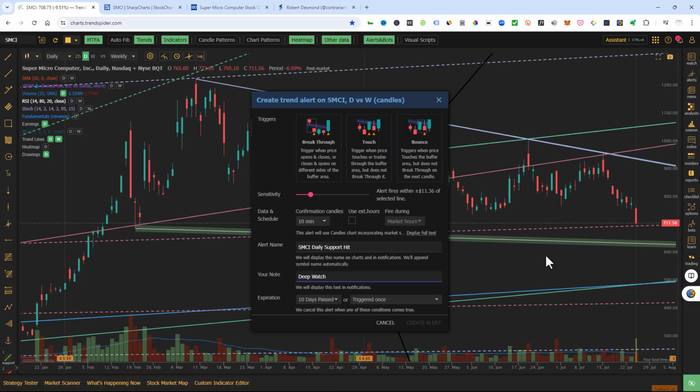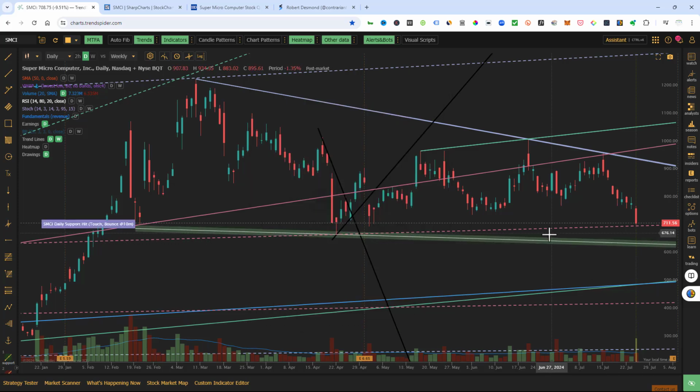Now it's on the deep watch list. We'll keep this active for 20 days. Touch, bounce, and we're good to go. That is what I would like to see. A bounce off of this support level and then a rally, ideally to recapture weekly support.